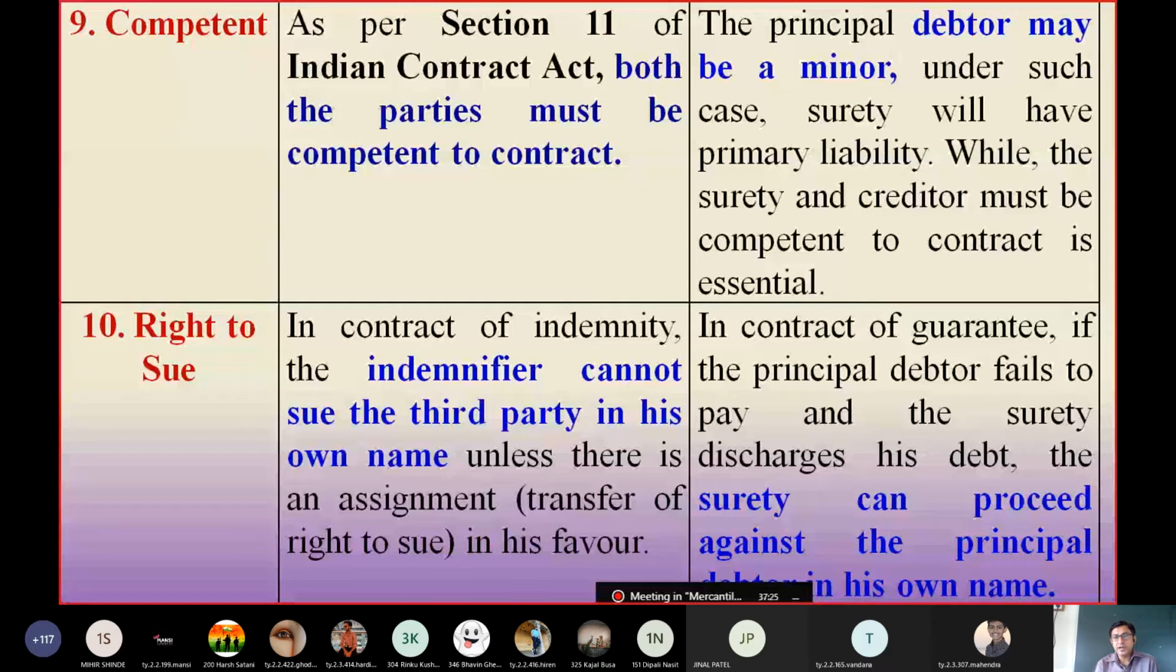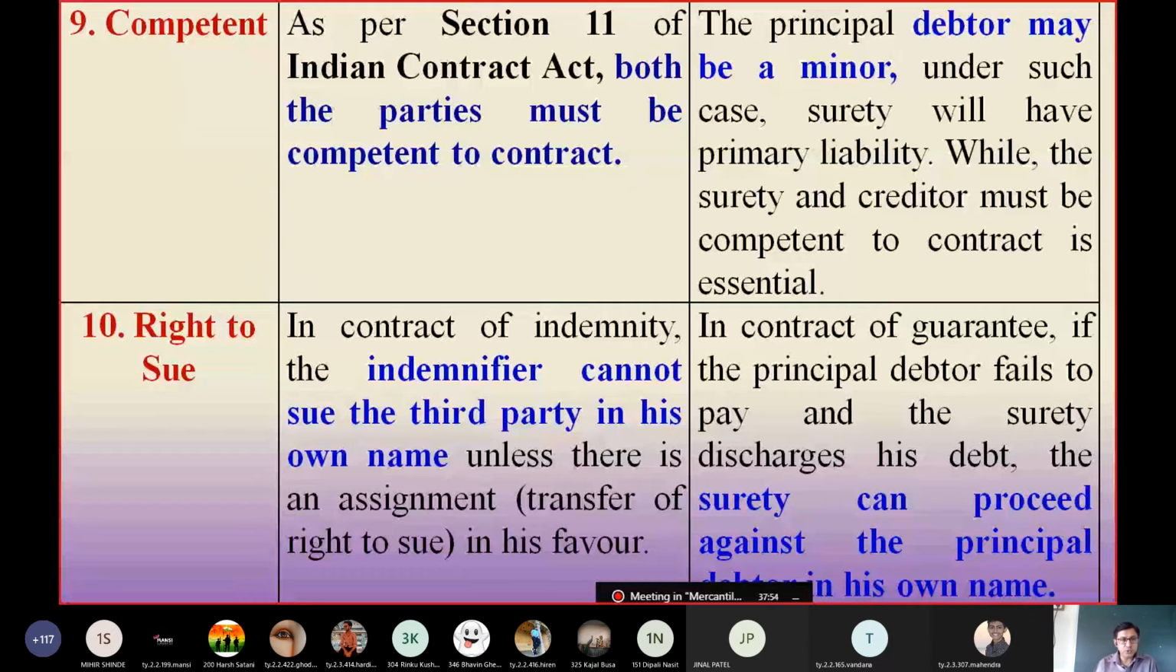liability is primary liability, while the surety and creditor must be competent to enter into a contract. They must be a major person in such circumstances. This is the only arrangement which is a valid arrangement in a guarantee contract. In other situations, if we reverse the situation, if a creditor is minor and surety and debtor are major, such arrangements are invalid. Other arrangements are not valid.